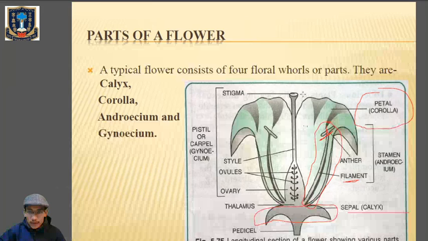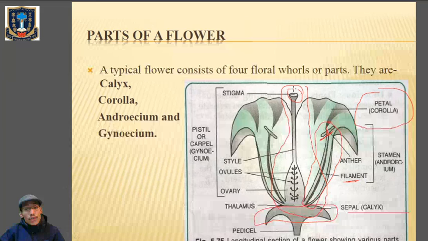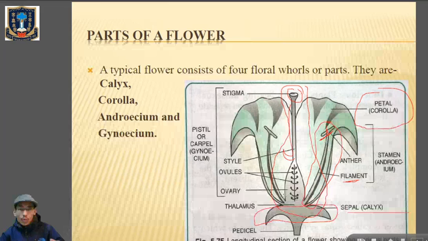Now let's see which part is the gynoecium. Generally this part is the gynoecium. This is the stigma. Now what is the function of stigma? The function of stigma is to receive the pollen grain. Then this part is called the style. From the style, the pollen tube will run and enter inside the ovary. Then the next part is called the ovary. Inside the ovary we will find the ovules.